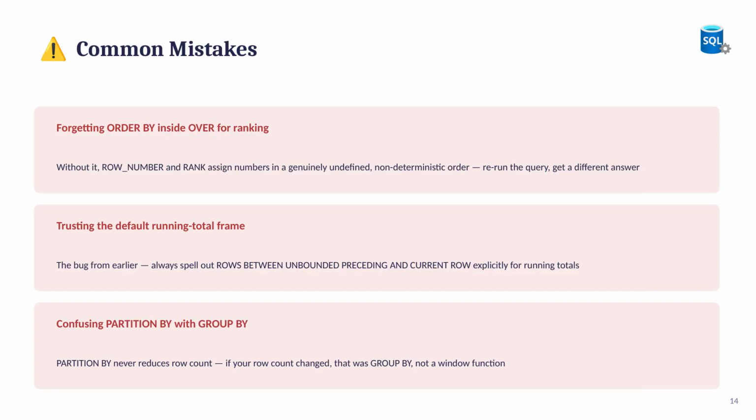Let's cover the mistakes worth watching for. First, forgetting order by inside your over clause when ranking. Without it, row number and rank assign numbers in a genuinely undefined order, rerun the exact same query twice and you can get 2 different answers. Second, trusting the default running total frame, the bug from earlier in this video. Always spell out rows between unbounded preceding and current row explicitly. And third, confusing partition by with group by. Partition by never reduces your row count. If your row count changed after running a query, that was group by doing its job, not a window function.